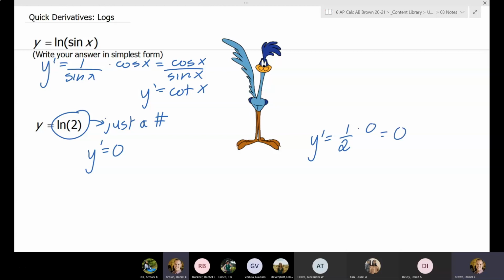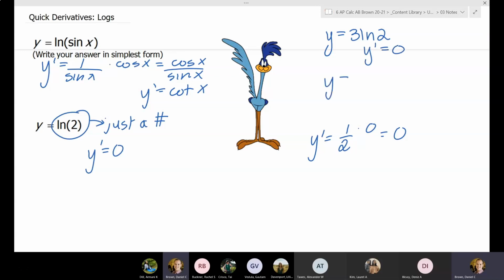Yeah, go. What if you have something in front of the log? Would it be a variable or a number? Either one. So the question was, what if you had something in front of the log. If it was written that way, that's still just a constant. So it's 3 times a constant, so its derivative would be 0.